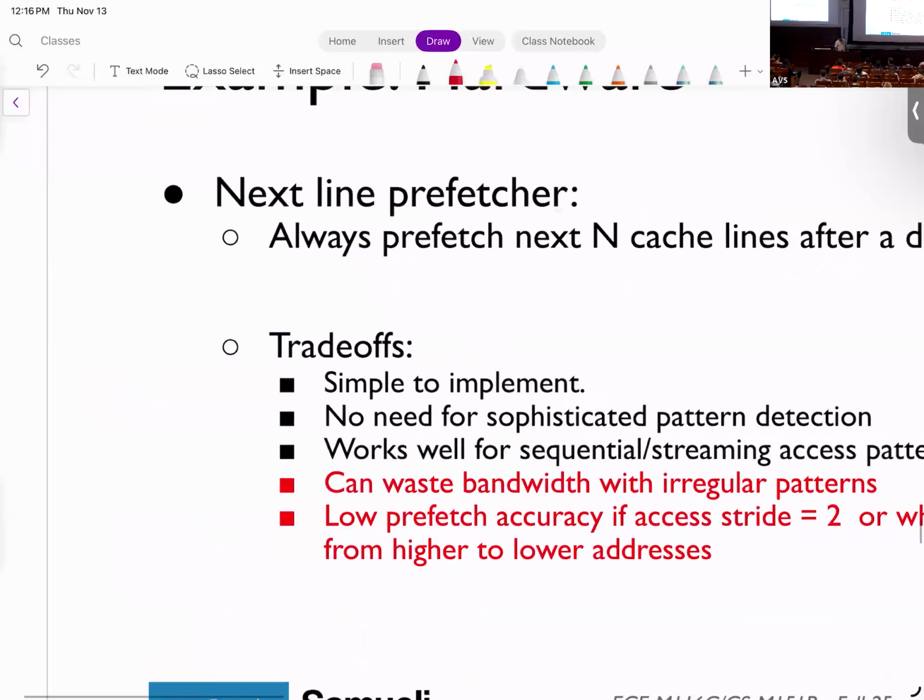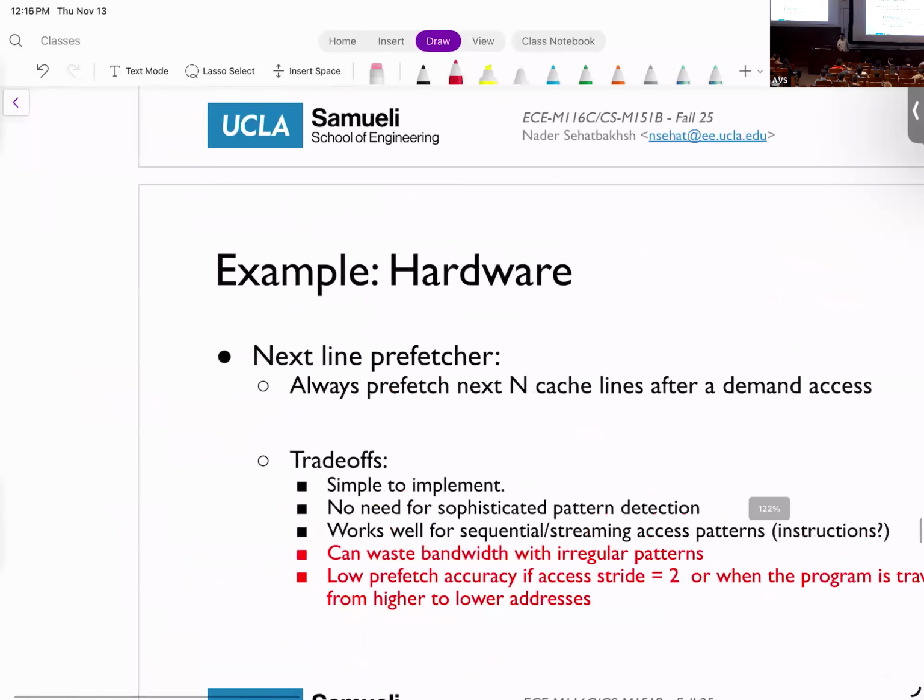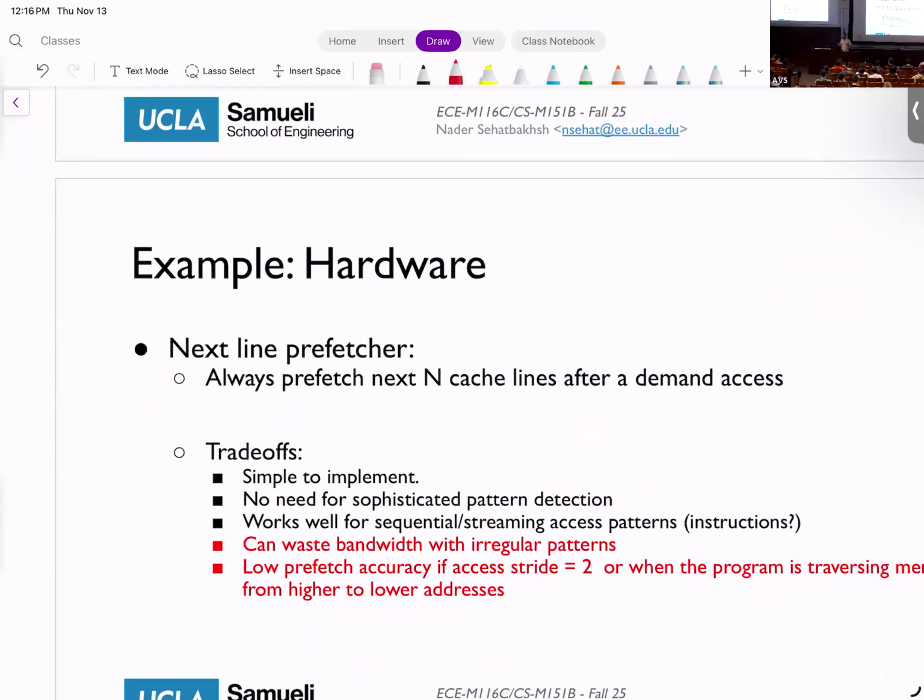For hardware, as I said, you usually also implement things in hardware. Most modern processors have prefetchers in hardware as well. The one that is very popular is what we call a next line prefetcher. Essentially, what it does is bring the next n lines, and n is a parameter that you can set in your prefetcher. N could be 1, it could be 8, it could be 16, depending on how much you want to bring.